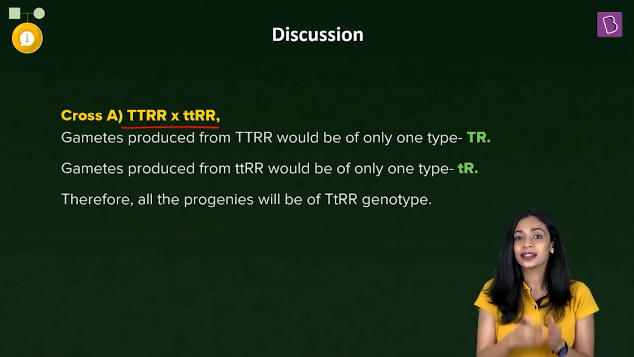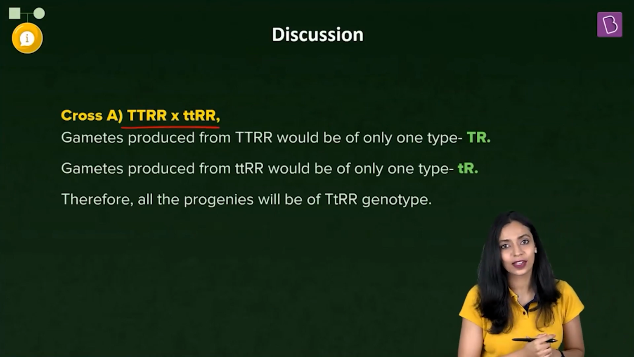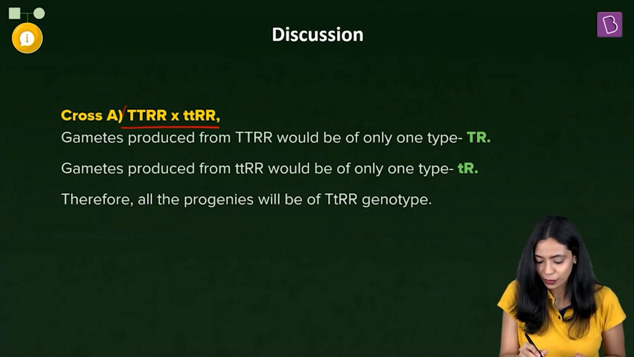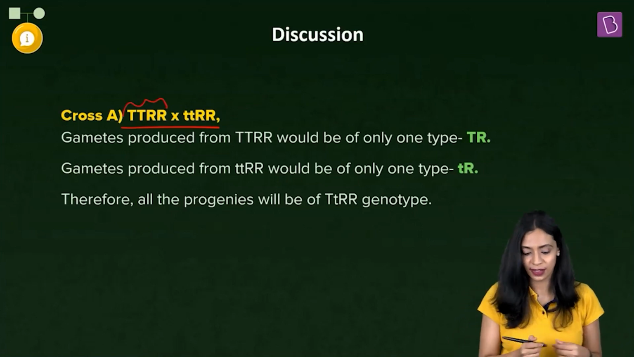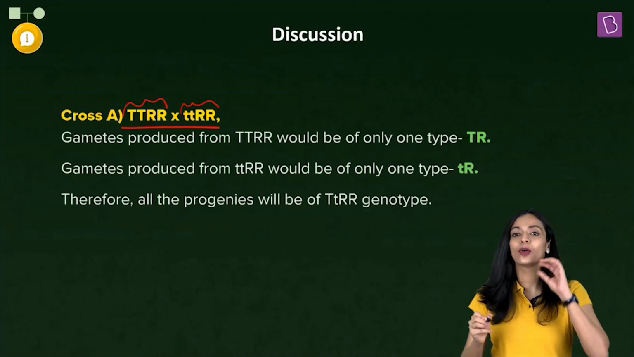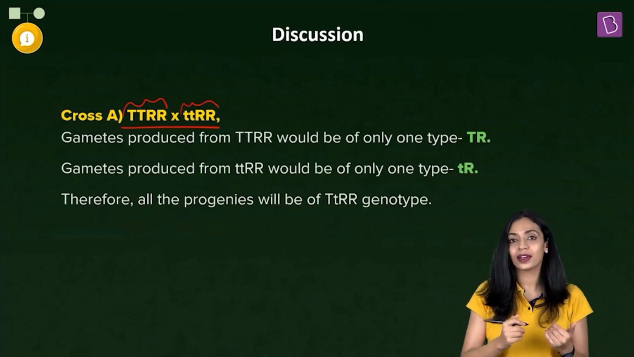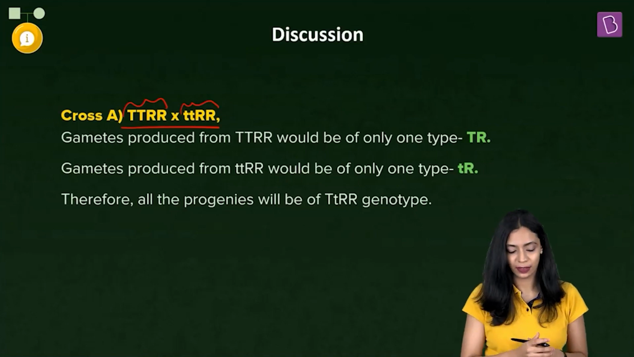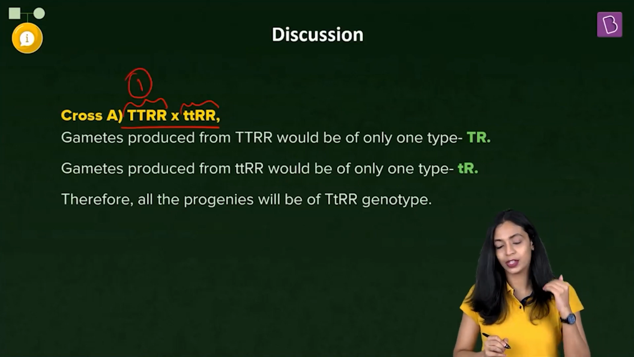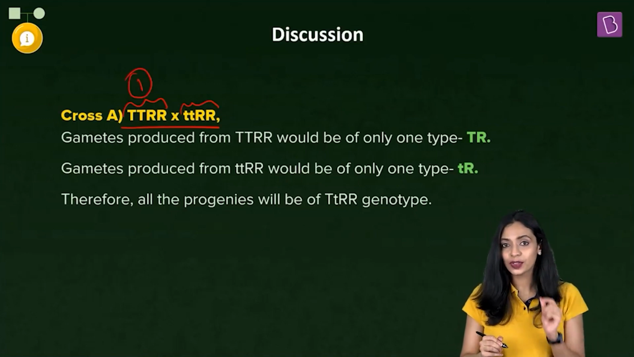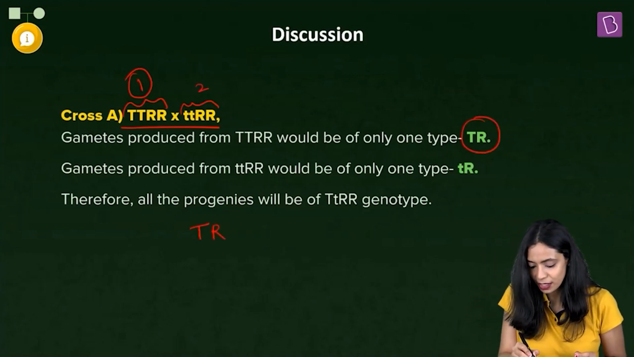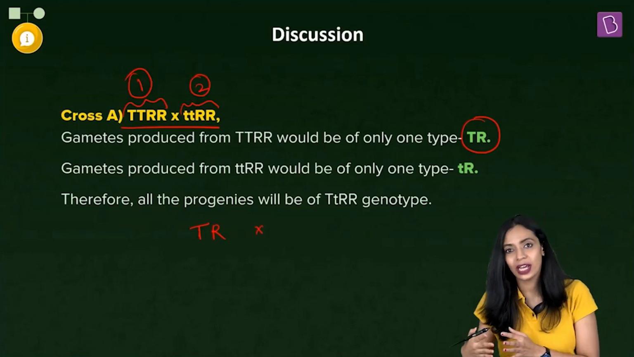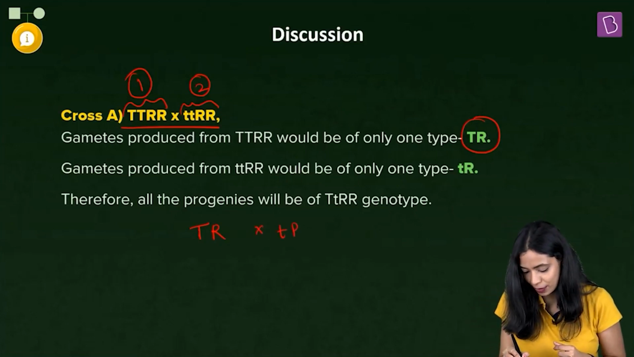In cross A, this is the genotype of both the parents involved in the cross, and one of the parents, as you can see, is homozygous dominant for both the characters considered, while the other parent is homozygous recessive for one character and homozygous dominant for the other character. Now I'm going to call this parent 1. Parent 1 produces just one type of gamete, which is capital T, capital R, and the second parent produces just one type of gamete, which is small t, capital R.